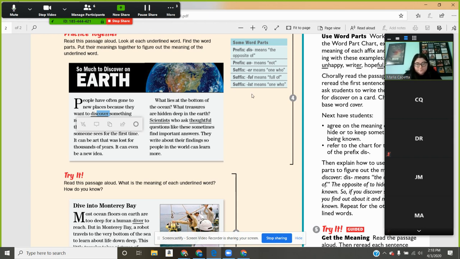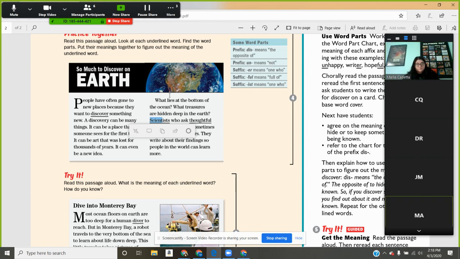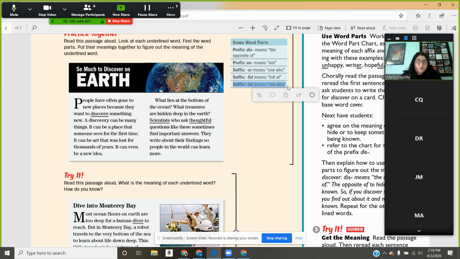Scientist is the next word. Who wants to tackle that one? That's a little bit tough. Scientist. Science, right? Yes, it's the base word. Perfect. And then what is the suffix, Mark? Good. And what does ist mean? Yeah, if you look up here in the chart they give you, it means one who.